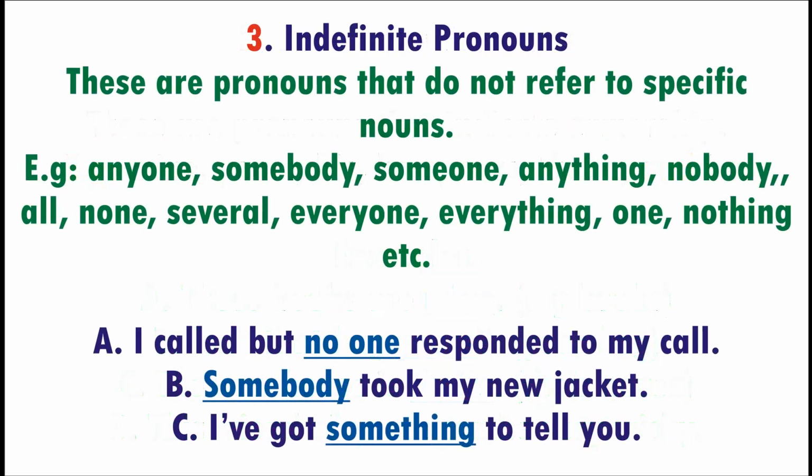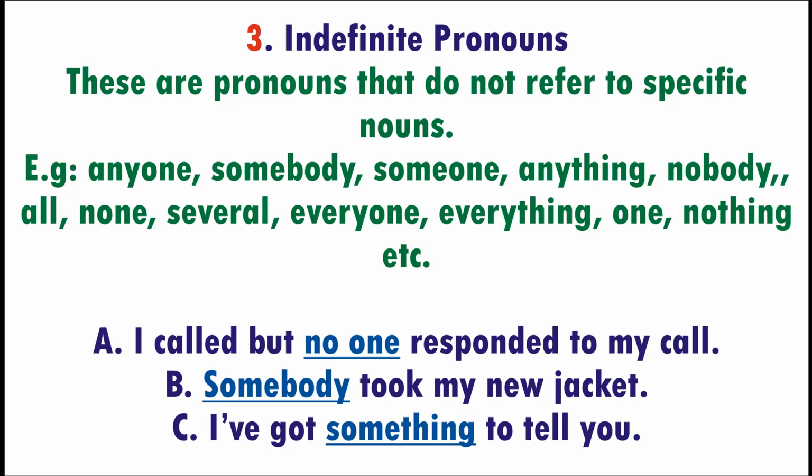Number 3, indefinite pronouns. These are pronouns that do not refer to specific nouns. That's why we call them indefinite, because they do not refer to specific things, to specific human beings, to a specific anything. They refer to non-specific things, non-specific human beings. Examples: anyone, somebody, someone, anything, anybody, nobody, all, none, several, everyone, everything, one, nothing, so on. All these are examples of indefinite pronouns.